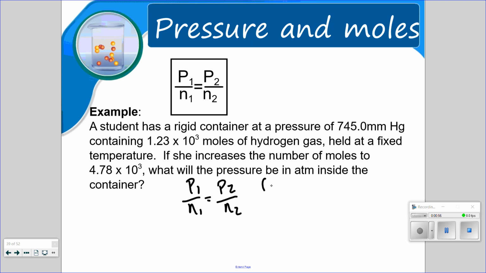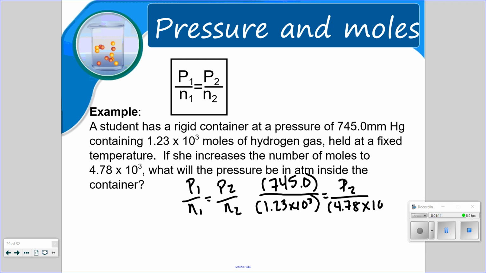My original pressure is 745.0 millimeters of mercury. My original number of moles is 1.23 times 10 to the third. I don't know my new pressure, but I do know that she increases the number of moles to 4.78 times 10 to the third. So when I rearrange and solve for P2, I got P2 to be 2,895.2.